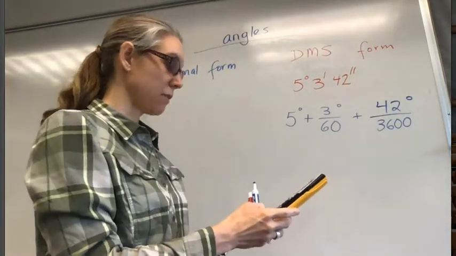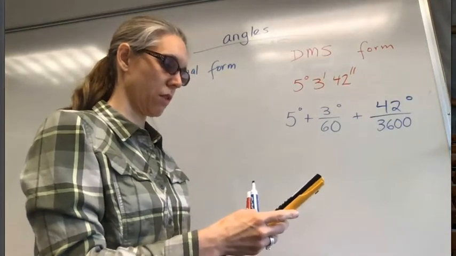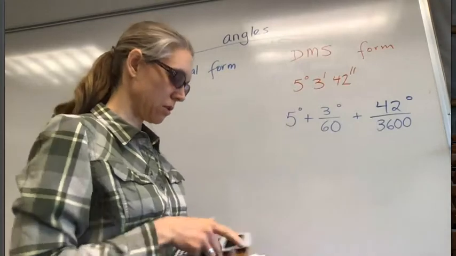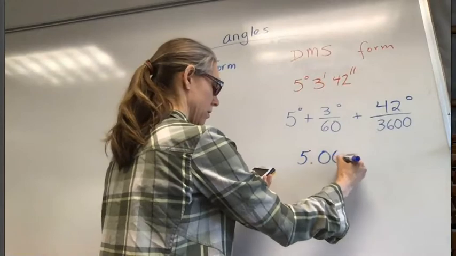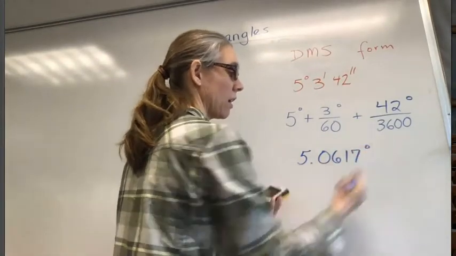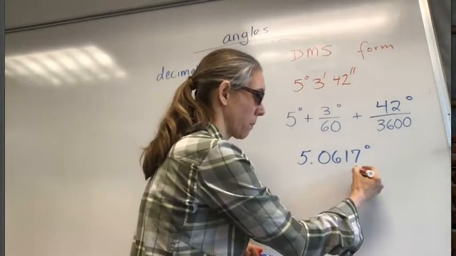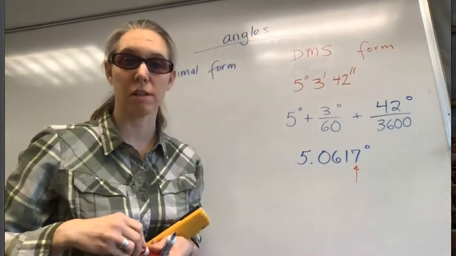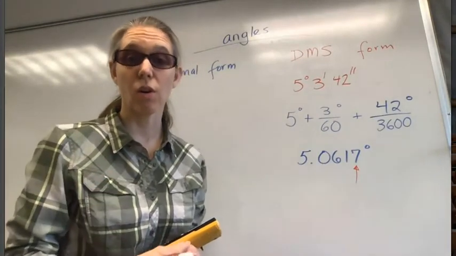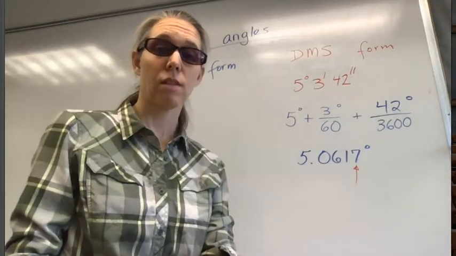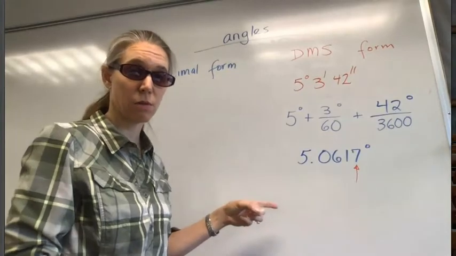Okay, so 5 plus 3 over 60 plus 42 over 3600 gives me a total of 5.0617 degrees. I did round. I rounded right here at this point. So that would be through 4 decimal places. When it comes to rounding, just follow the directions in the book or on MyOpenMath. So that is how you convert DMS form down to decimal form.